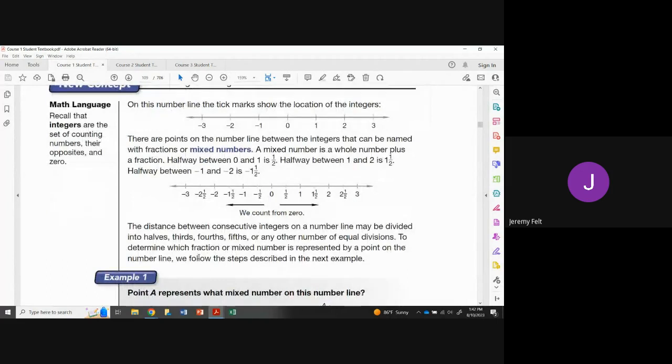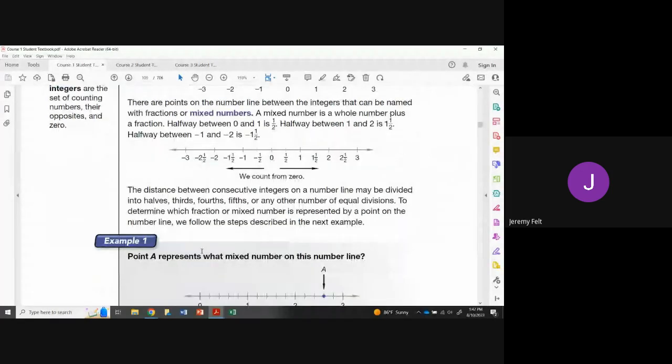So we don't just have to use halves or fourths or thirds or anything like that. We can have any fraction in there. So 17 and 17/18 or something like that. We can have any number that we want. It's just a number and a fraction, and we call that a mixed number.